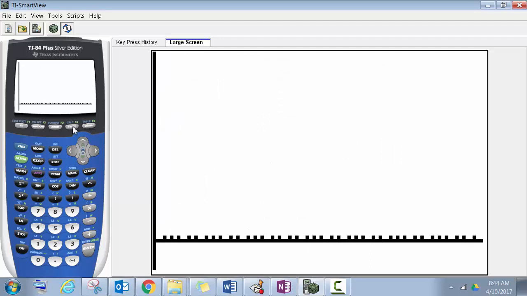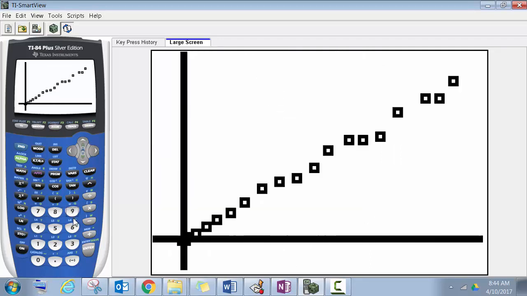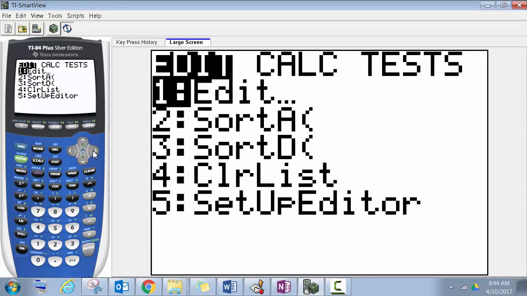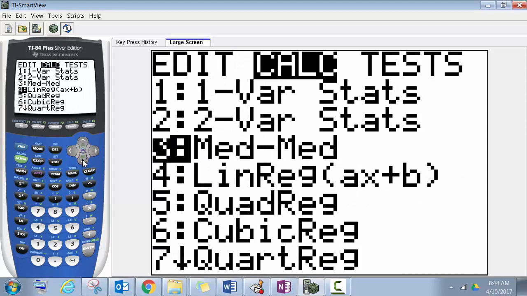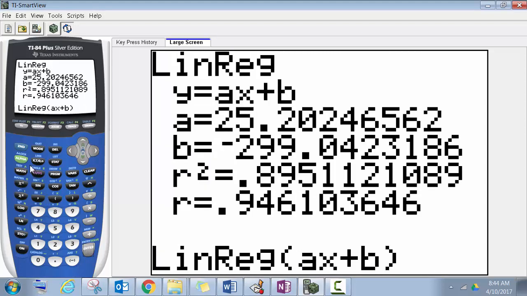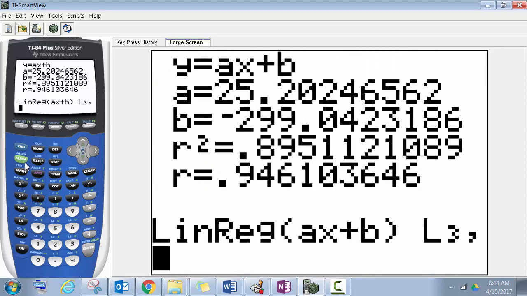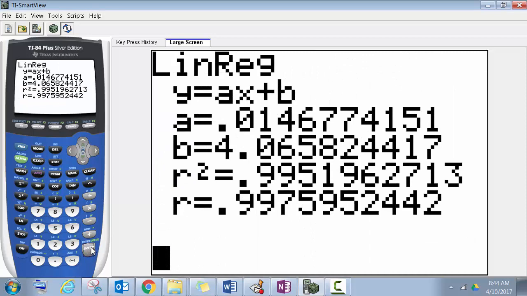Now when we graph it, I probably need to do zoom, stat. Now it looks a little bit more linear. And if we do a linear regression, now we're going to do it with L3 as our x, and then L2 as our y, just like it was before. We're not changing the weight. Now we have an R value that's 0.997, much closer.